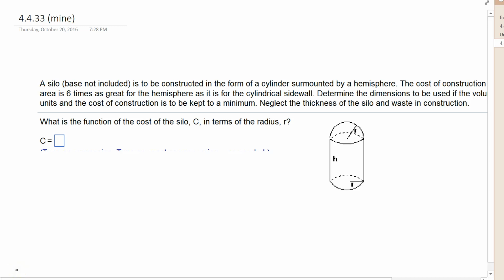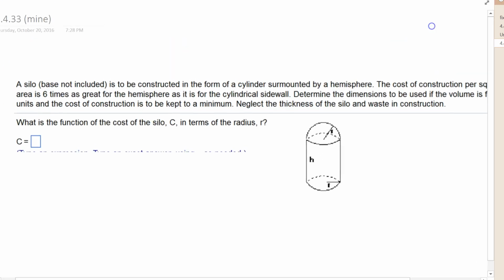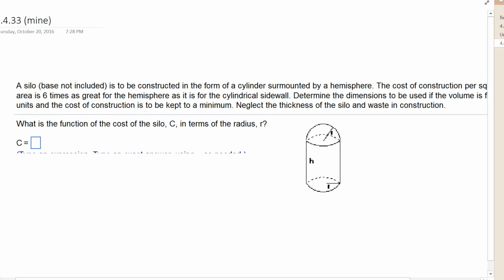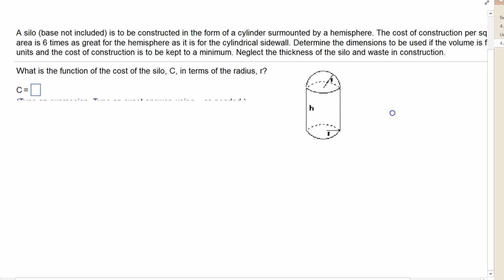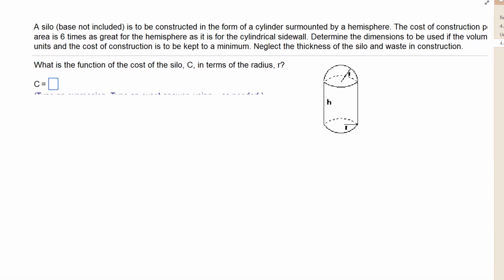The purpose of this video is to go over 4.4, number 33 on your homework. There's a couple steps on this problem, and my MyMathLab is a little picky on the rounding, so you have to be careful on that. But let's go ahead and go through this problem.